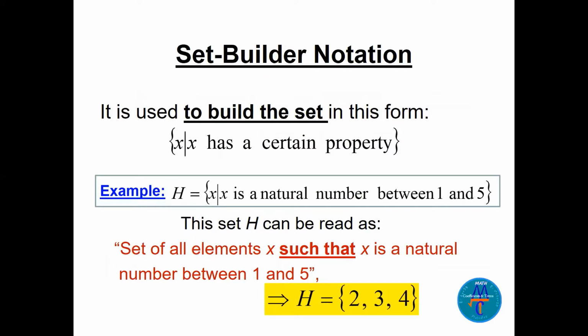Set builder notation. We use this to build a set. We read this as X such that X has a certain property. Look at this example H here: X such that X is a natural number between 1 and 5. You can see other videos to know what a natural number is. Natural numbers are the counting numbers starting from 1. So now we need the natural numbers between 1 and 5. It's only 2, 3, 4. So we use this property to build, meaning to find, to create, to establish the set H. So it's only 2, 3, 4. These are the elements or the members in the set H.